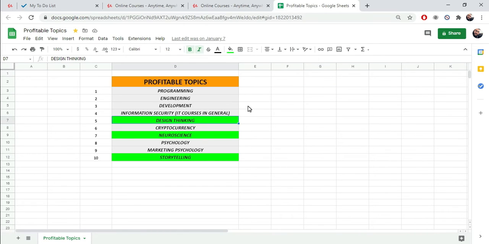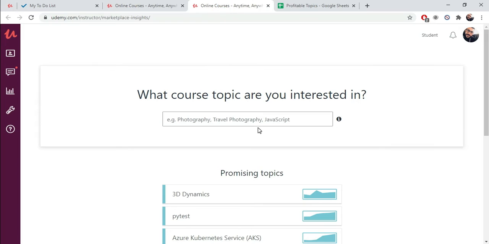Let's start, for example, with design thinking. Okay, so you go back to this URL right here, instructor marketplace insights. You're going to need to sign up to become an instructor, right? You're going to create a course. You don't have to upload any content or anything. Just put in a title and fill in a little bit of information. You'll be able to access your instructor dashboard, and from there go to tools and then marketplace insights. Okay, so design thinking.